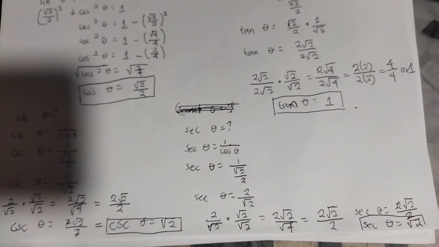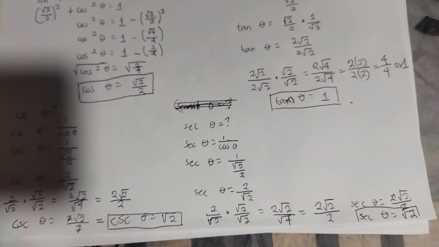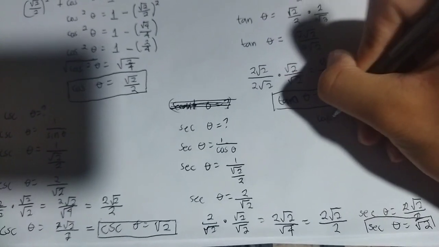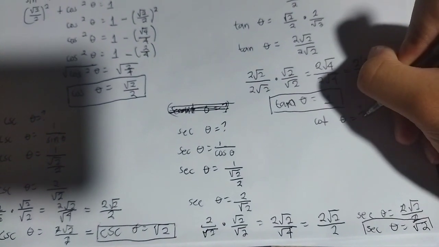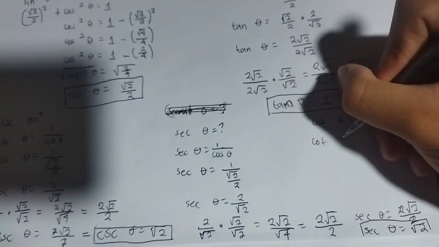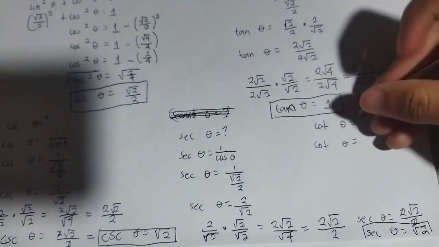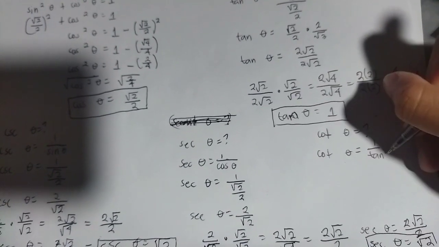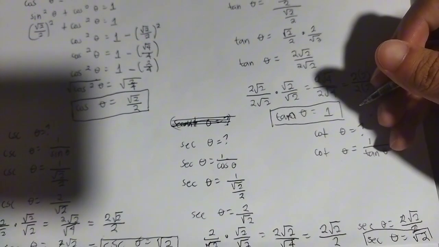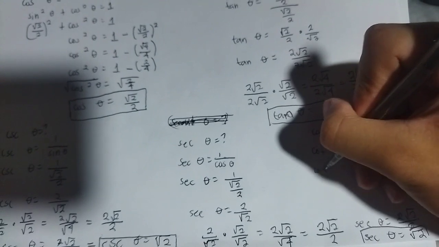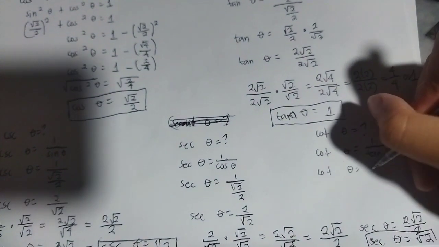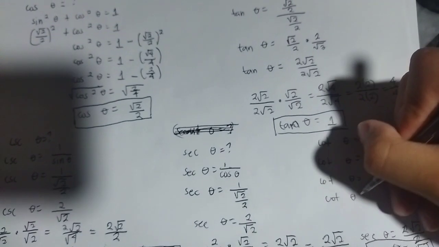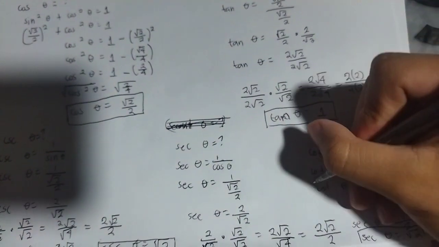Last is the cotangent. So in cotangent, we use reciprocal identities. So we have cotangent theta is equal to 1 over tan theta. So we have cotangent theta is equal to 1 over 1, or cotangent theta is equal to 1.